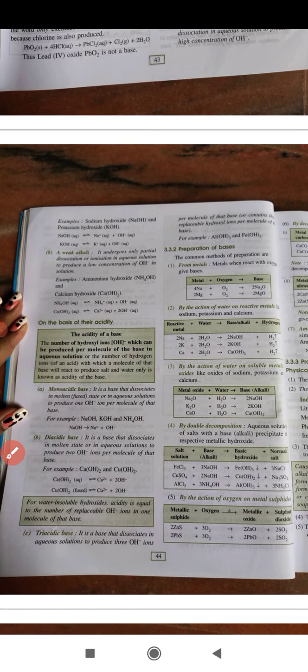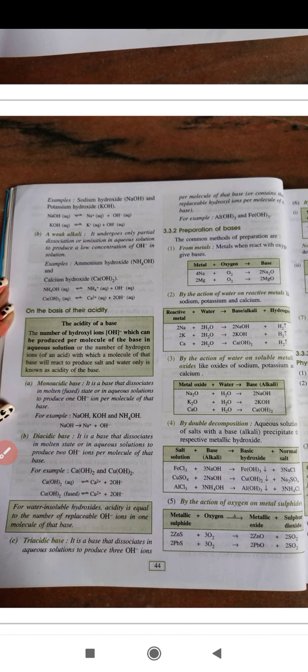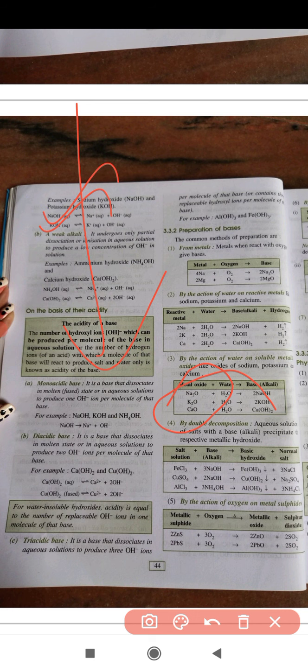I hope, students, you can relate to that. For example, you can see sodium hydroxide and potassium hydroxide, because the alkali metal series all form strong alkalis. Then weak alkalis: ammonium, calcium, meaning the alkaline earth metal series just beside the alkali metal series, they will form weak alkalis.